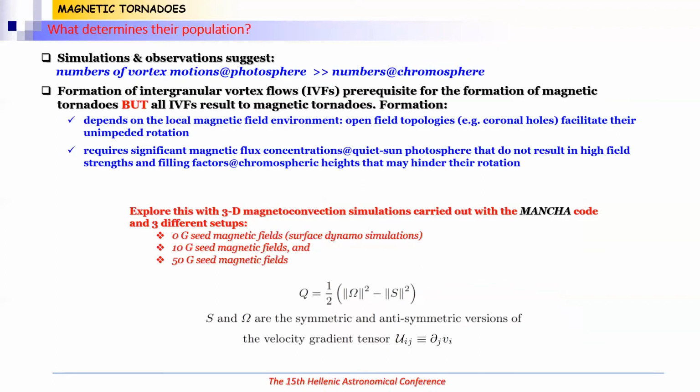We tried to explore what is the role of the magnetic field by incorporating some 3D magnetoconvection simulations that were carried out with the Mansa code. This is a code developed by Elena Comengo at ESA, and we used three different setups. One with zero Gauss seed magnetic field.